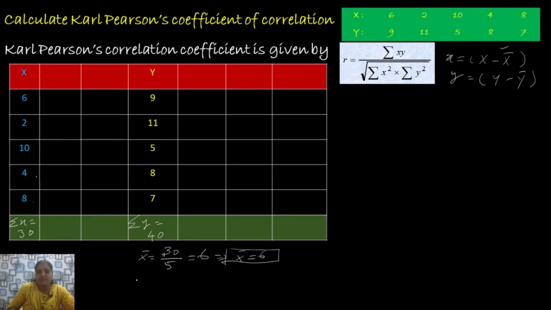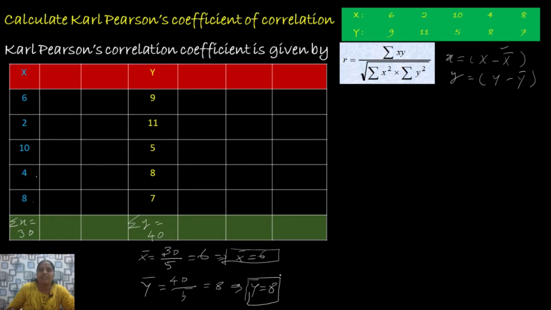And next, y bar. Y bar is equal to sigma y, that is 40. Over here the number of observations is also 5. So 40 by 5 is 8, which implies y bar is equal to 8. So now we have calculated the values of x bar and y bar.